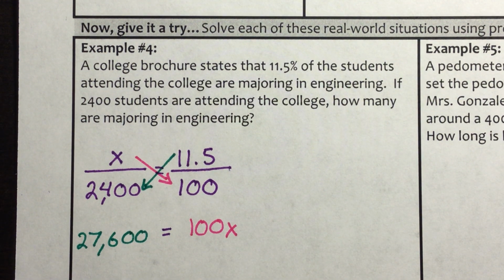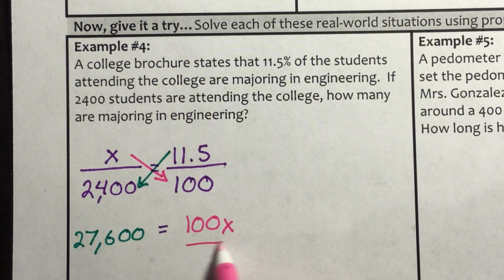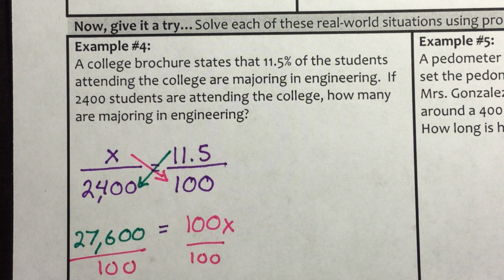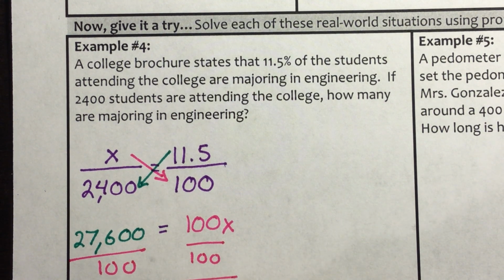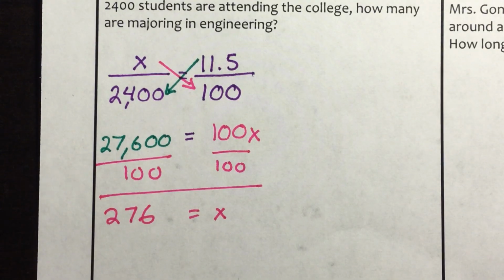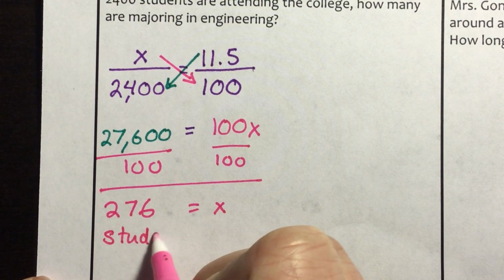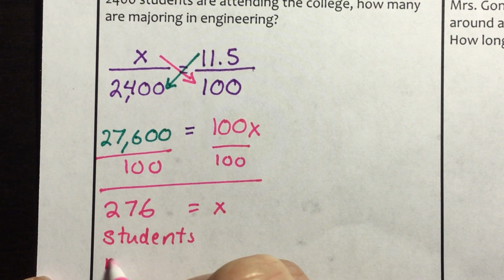X is multiplied by 100. Opposite of multiply is divide. So let's divide both sides by 100. And we end up with, on the right-hand side, just x. On the left-hand side, 27,600 divided by 100 is 276. So there are 276 students that are majoring in engineering.